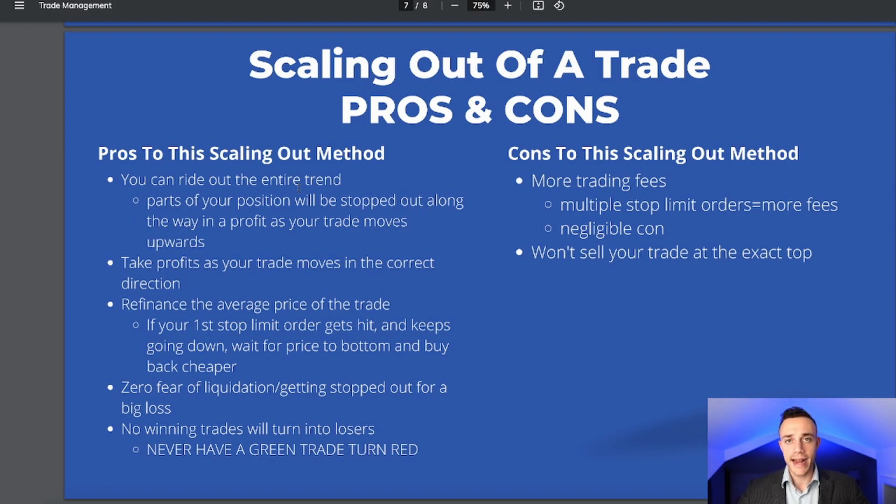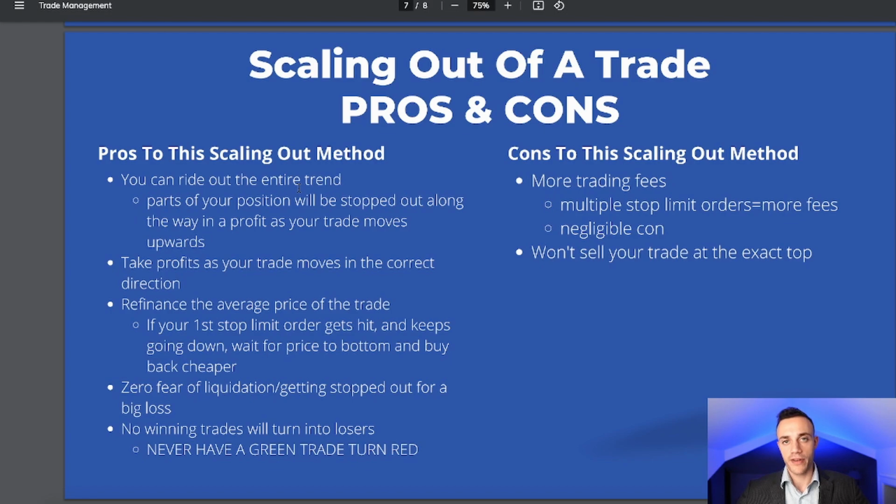This is very dynamic. This is not sitting stagnant on your hands. This is you being very active, watching your trade as it does develop, and this does allow you to ride out the entire trend. So parts of your position will be stopped out along the way in a profit as your trade moves upwards, which is great. So you take profits as your trade moves in the correct direction with your stop limit ladder orders. So then you can refinance the average price of the trade.